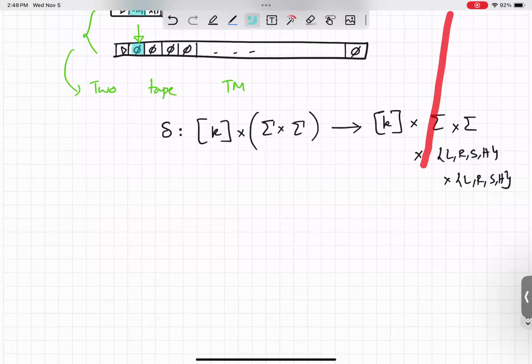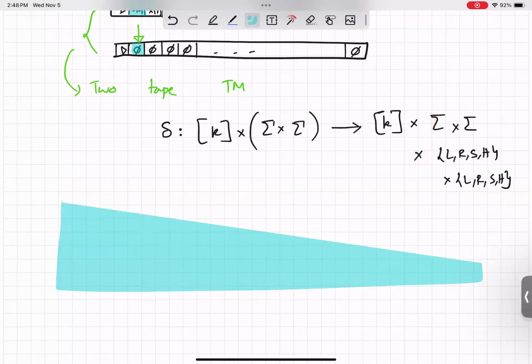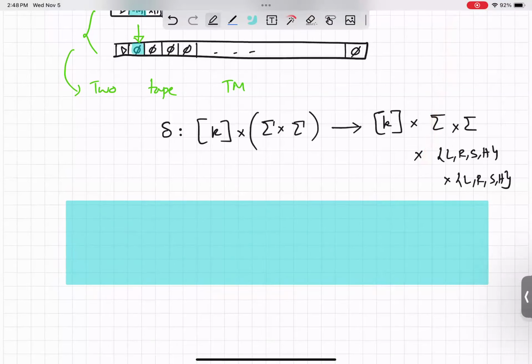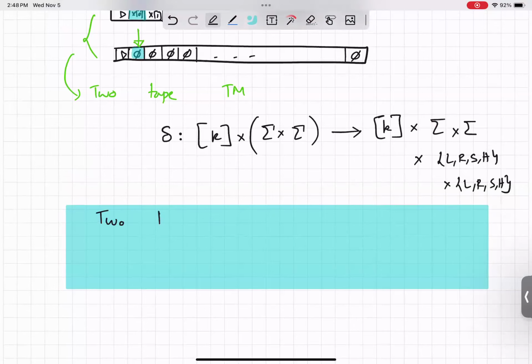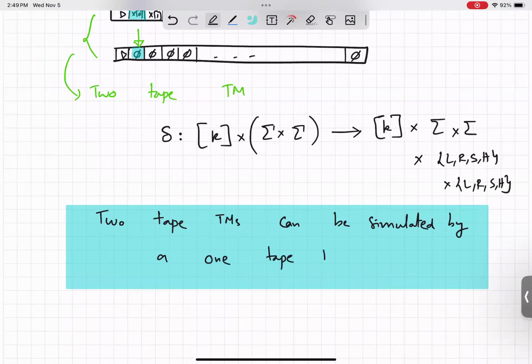But nevertheless, it turns out that two-tape Turing machines can be simulated by a one-tape Turing machine, or just a Turing machine. Okay.